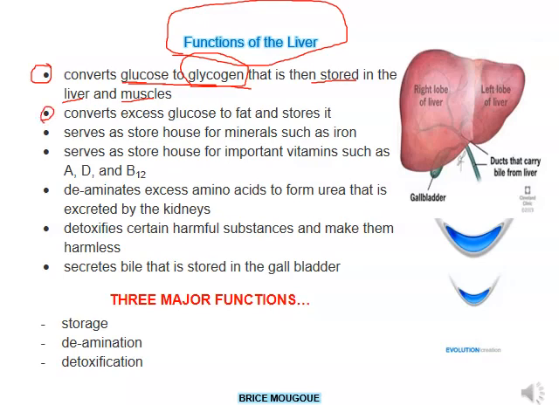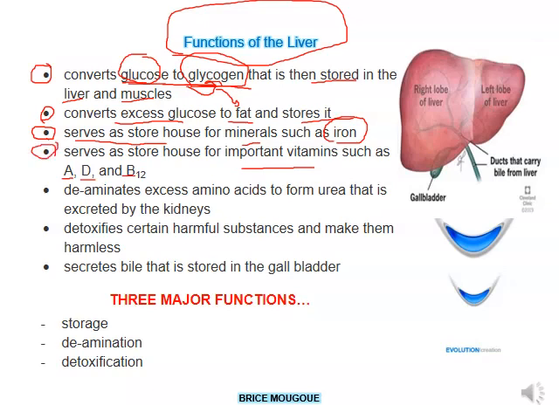Secondly, the liver also converts excess glucose to fat and stores it. It then means if you have too much glucose and consequently produce too much glycogen, the excess glycogen will then be converted to fat. That's when you start gaining weight and then you store it. Probably you've been overfeeding, or even when you're not overfeeding, the same would happen. And if you're overfeeding, then more fat will be formed. Again, the liver serves as storehouse for minerals such as iron. It also serves as storehouse for important vitamins such as vitamin A, vitamin D, and vitamin B12, ascorbic acid.